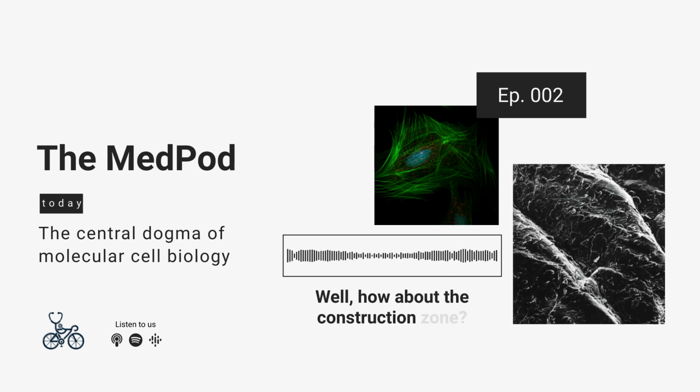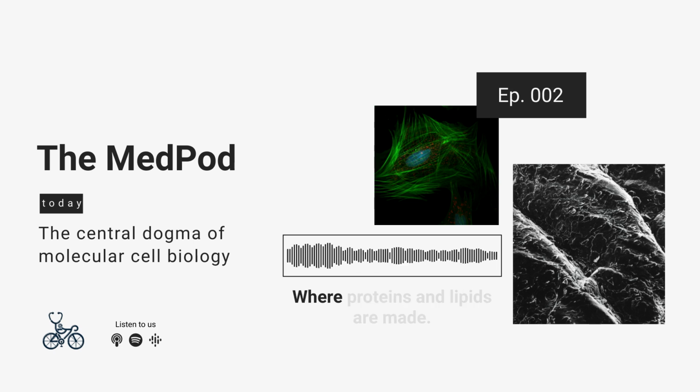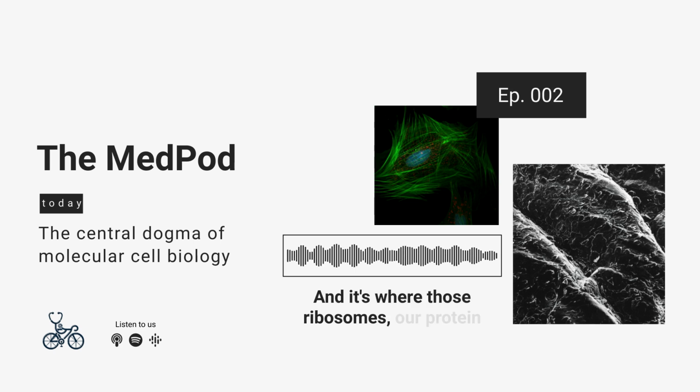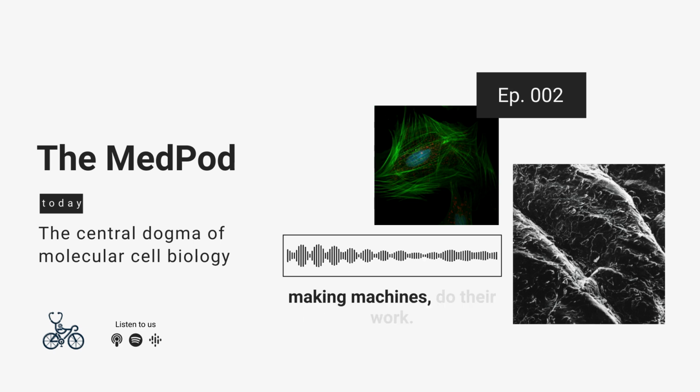Well, how about the construction zone? Okay, the construction zone. The endoplasmic reticulum, or ER. Ah, the ER, right, where proteins and lipids are made. Exactly. I always picture it as this network of folded membranes, kind of maze-like. It is, and it's where those ribosomes, our protein-making machines, do their work.